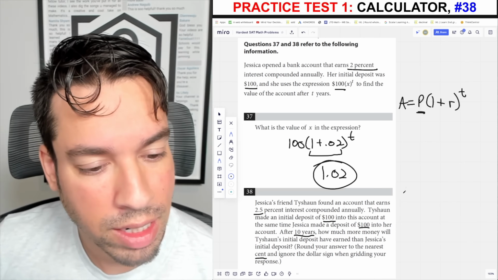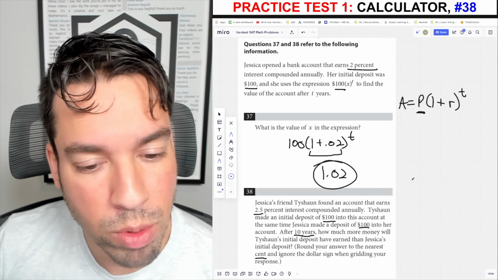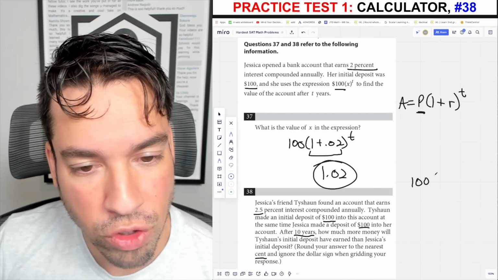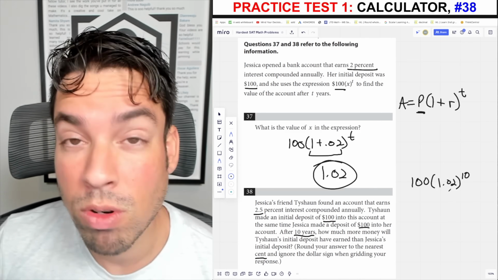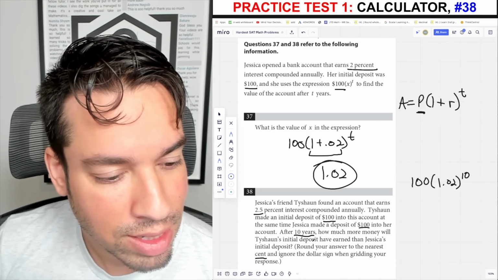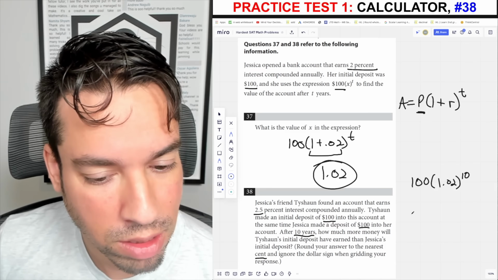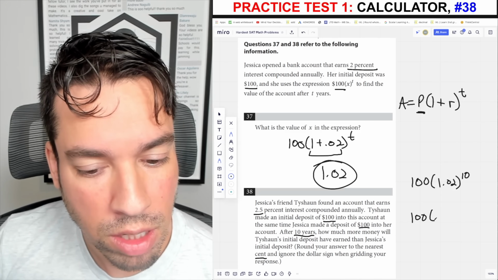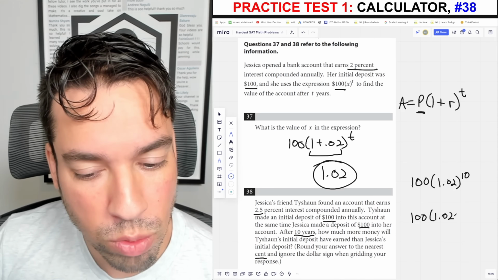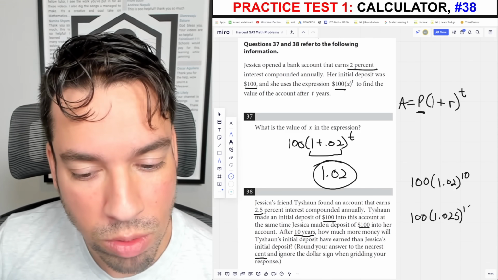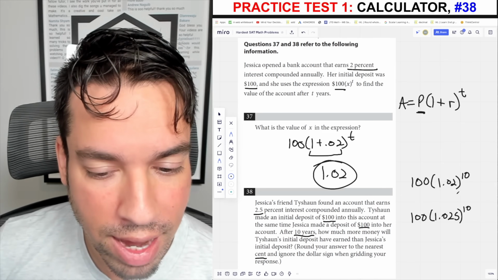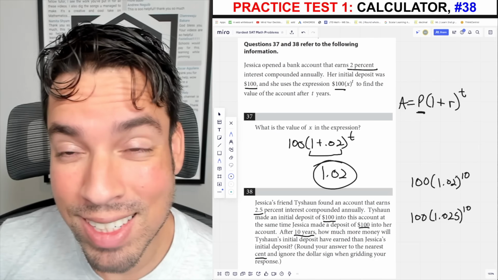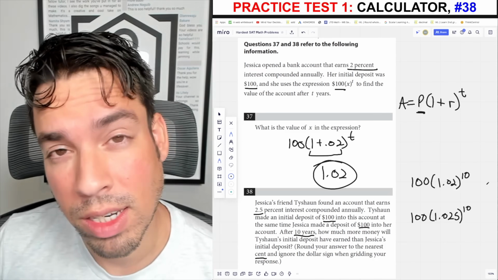So we need to get expressions for both of these. So first of all, we already know that Jessica's is 100 times 1.02 to the 10th power. Now, Tayshawn, he says 2.5%, so it's 100 times 1.025, and also to the 10th power. So what we're doing in this case is we're just basically looking at this value minus this value, round to the nearest cent, and we're good to go.